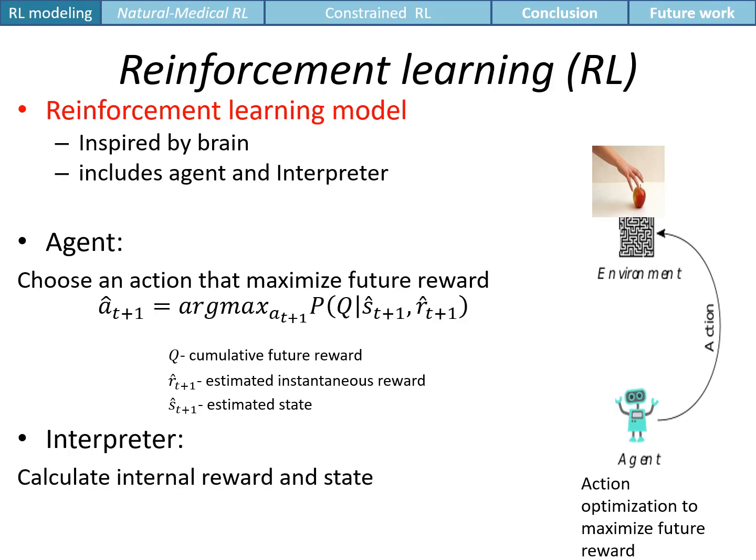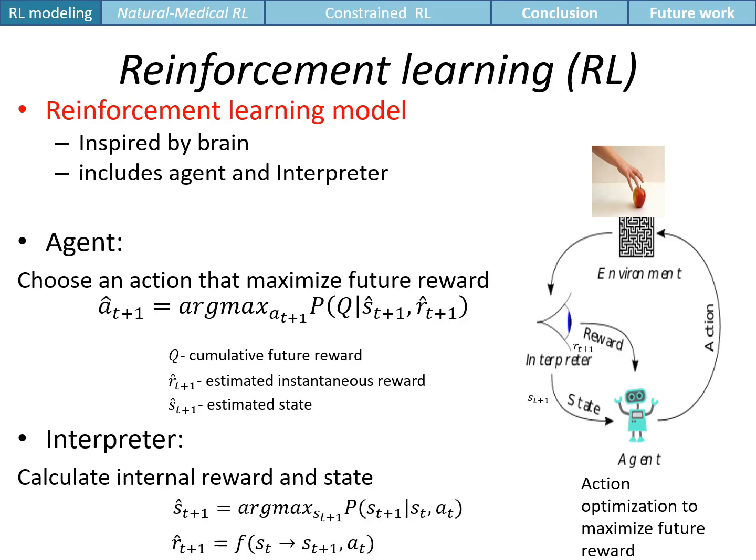So every time we perform an action in the environment, the interpreter calculates, based on the environment, the instantaneous reward and the state, and they are given as input to the agent to design, by a certain policy, the optimal action.